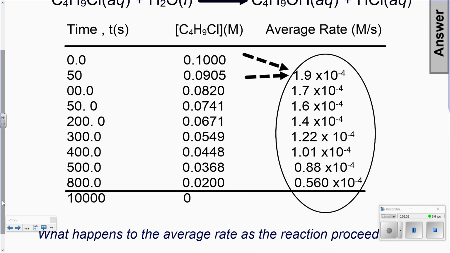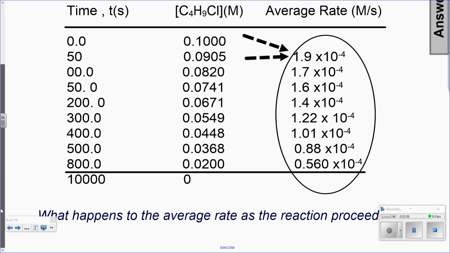So what happens to the rate as the reaction proceeds? Look at the question down here. The rate seems to slow. As a matter of fact, it does slow. You start off with a rate that's very fast, in other words, you consume a lot of reactant very quickly, and then it tails off to almost nothing.